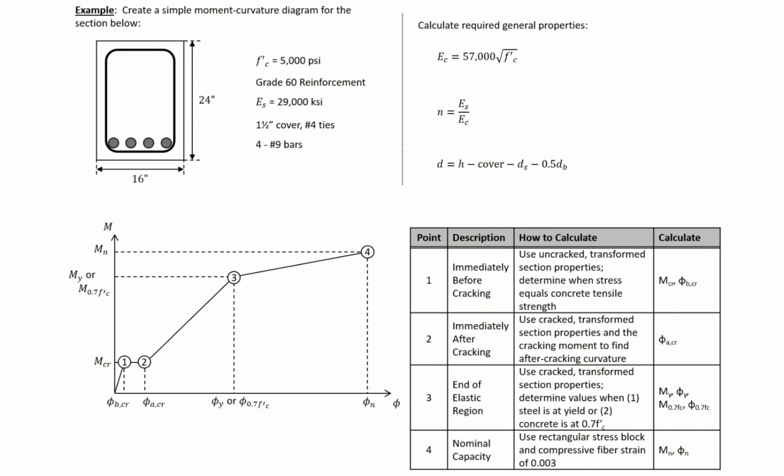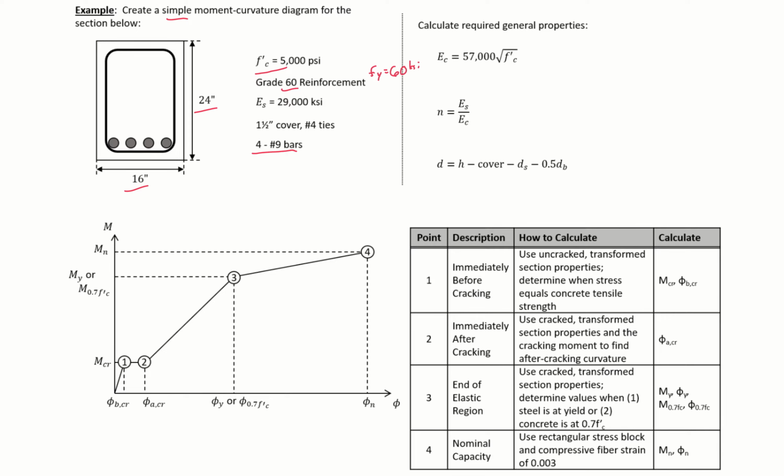In this example problem, we're going to create a simple moment curvature diagram for the section shown below. We have a 16-inch by 24-inch rectangular section with 4 number 9 bars located on the tension side of our beam. We have an f'c of 5 ksi, grade 60 reinforcement, so our fy is 60 ksi.